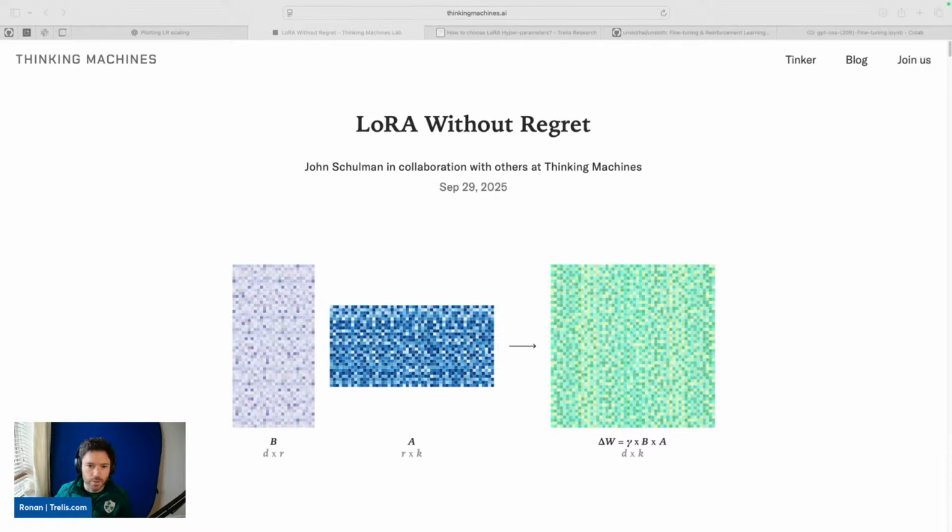What I'm going to do then is go through this blog from Thinking Machines. It's a study about LoRA parameters. That's one of the key things with LoRA, deciding what hyperparameters you should set. I'm going to show you some of the plots that I've redone off of this blog in the Trellis blog. And then I'll talk through some of the hyperparameters that you would set if you're tuning with something like Unsloth or with transformers.